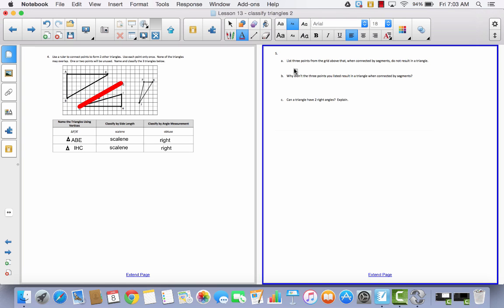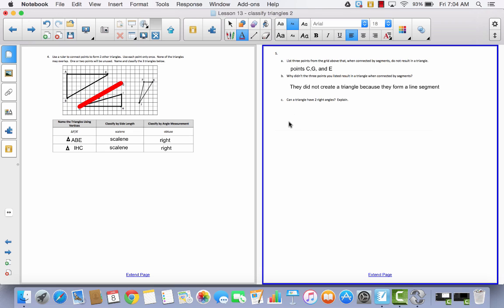Okay, so let's go ahead and put that. Points C, G, and E. Why didn't the 3 points you listed result in a triangle when connected by segments? Why didn't they? They did not create a triangle because they form a line segment. When you have 3 points in a line, they're going to create a line segment and not a triangle.